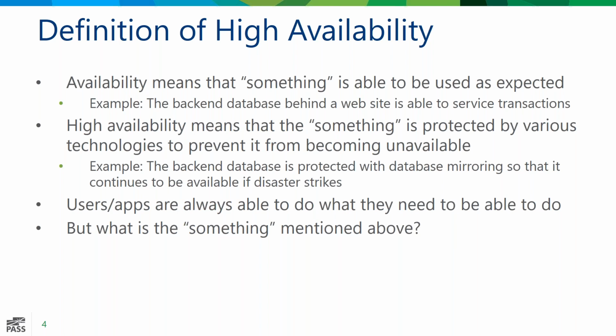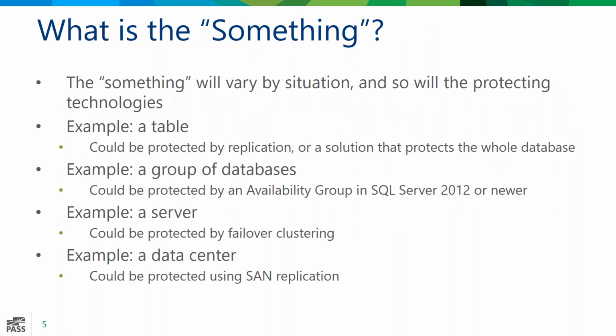But the next question is, what is this something that we're talking about? There's lots of different somethings we could be trying to protect. So the first thing is, it could just be a table in a database. If you were worried about one particular table being available, you can use something like transactional replication or something else that protects the entire database, like log shipping or database mirroring or an availability group.